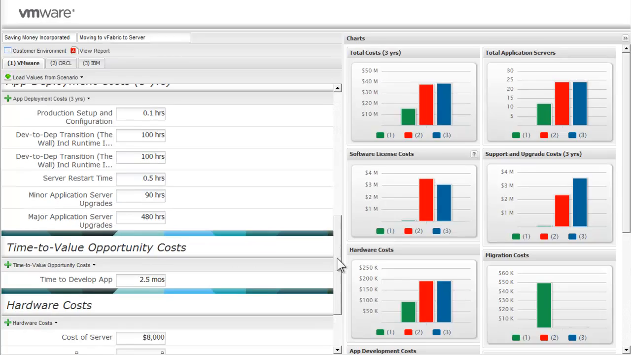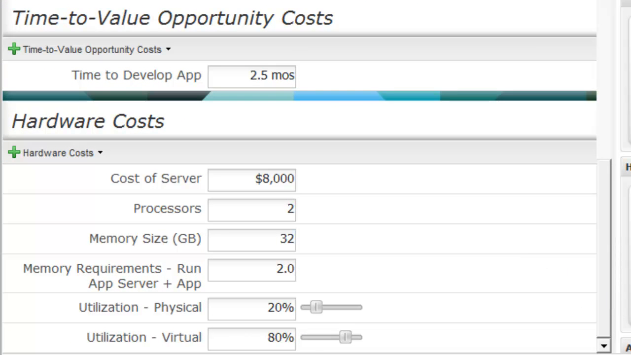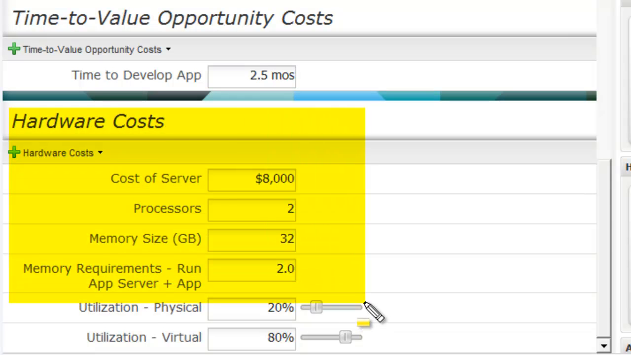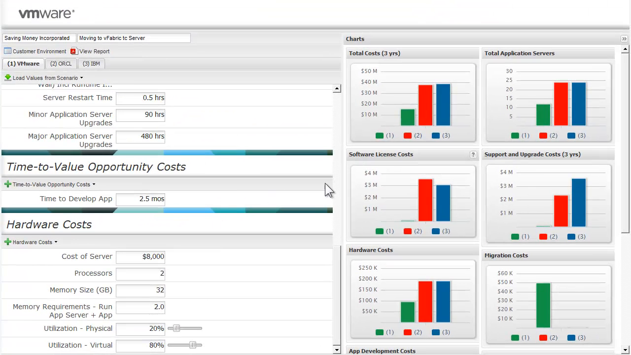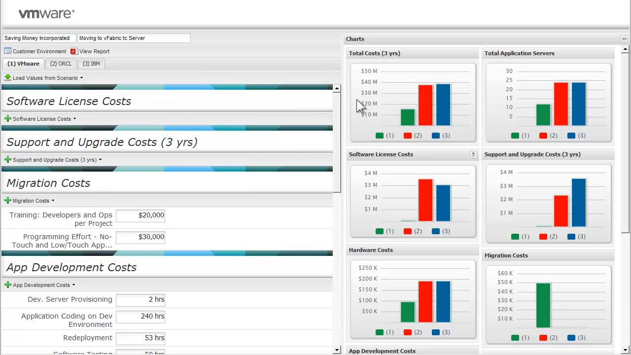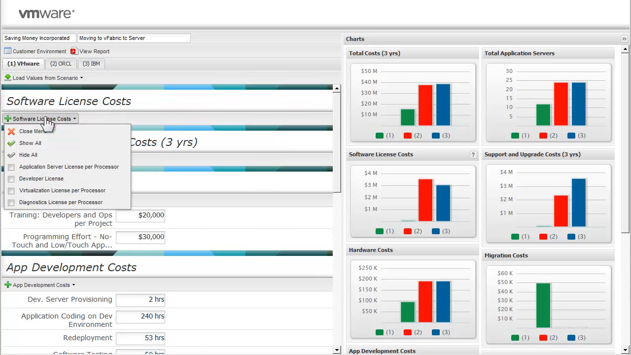Other factors in our total cost of ownership calculation are the time to value opportunity cost as well as the hardware costs. Time to value is how agile a developer is in developing and how fast a developer can bring an application to market. Hardware costs are naturally the cost of the hardware itself as well as virtualization licenses. Because TC Server is so lightweight, the amount of memory and other system resources it uses is significantly less. TC Server becomes a perfect fit for virtual environments where consolidation is important.